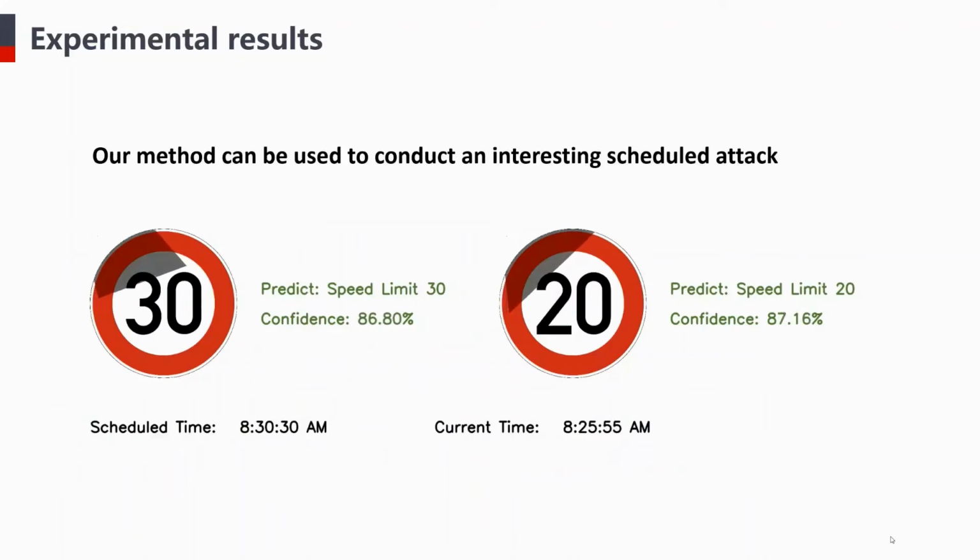Due to the angle change of the sunlight, the generated shadow will move over time, which inspires us that our method can be used to conduct an interesting scheduled attack. That is, we can control our shadow perturbation to be harmless in most of the time but to be adversarial at a certain time. For example, the peak traffic hour in the morning. As shown in this video, at around 8:30 and 30 seconds AM, which is our scheduled time, the classifier produces the expected wrong outputs. Meanwhile, at other times, such as 8:32 AM, the outputs of the classifier are correct.